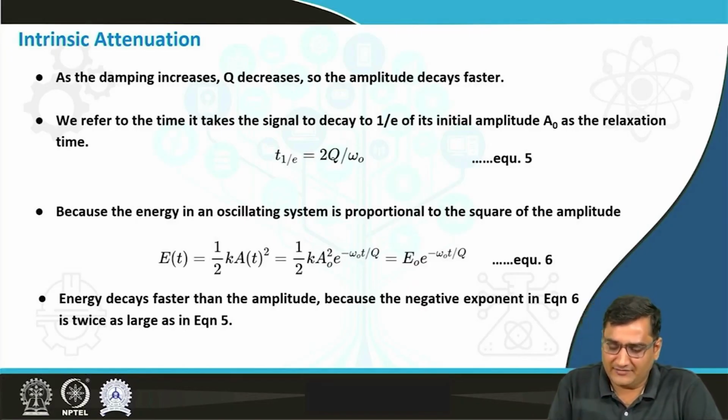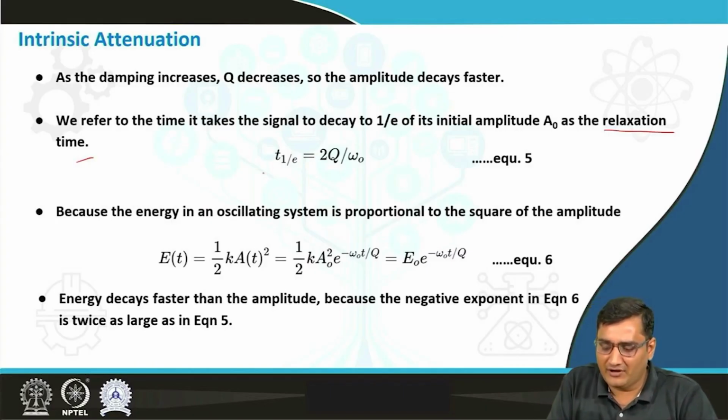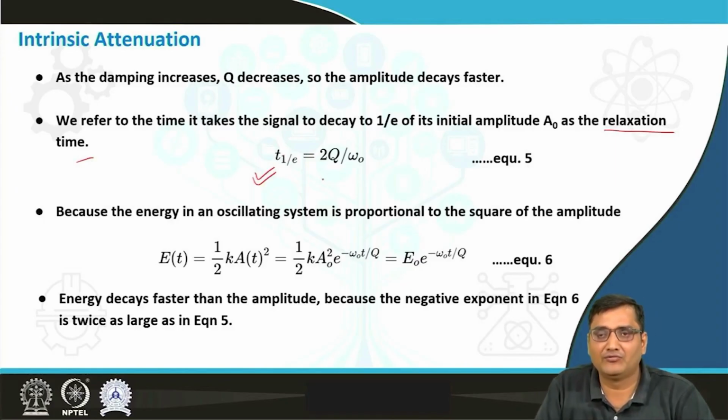And there is a concept of the relaxation time, which is basically the time that the seismic wave takes to decay to 1 by e of its initial amplitude a naught. And if we solve this, then the time for the relaxation, that is t 1 by e in subscript, will be equal to 2q by omega naught.